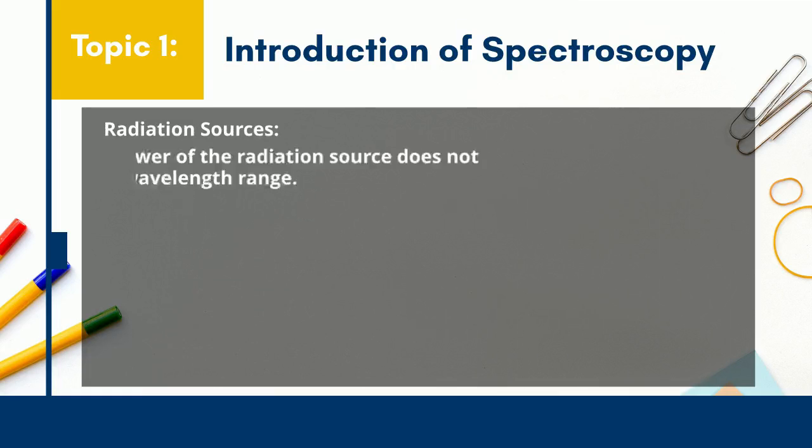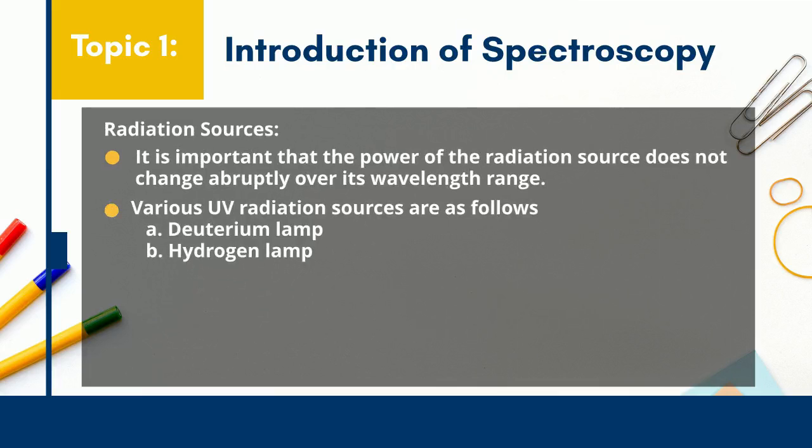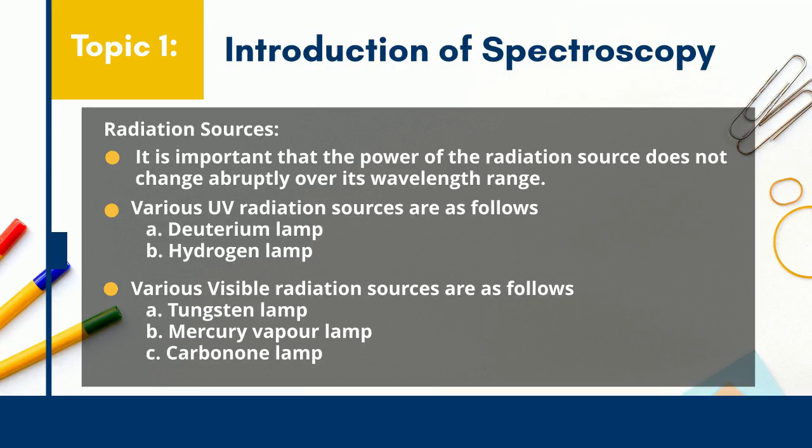First, let's talk about the radiation source. No single lamp provides radiation across the whole range that's required, so 2 are used. Normally, a hydrogen or deuterium lamp covers the ultraviolet range, and the tungsten filament covers the visible range.